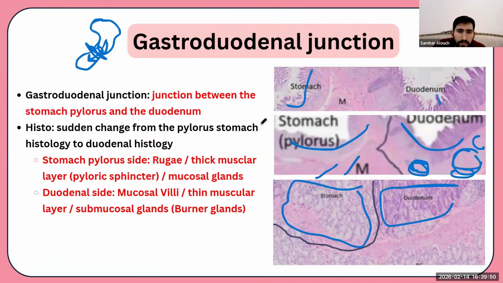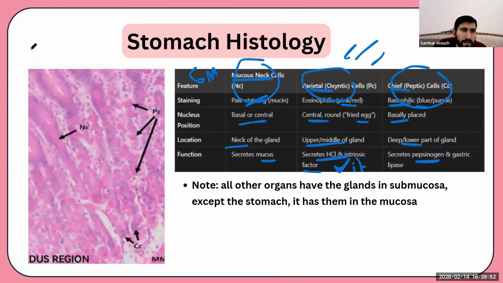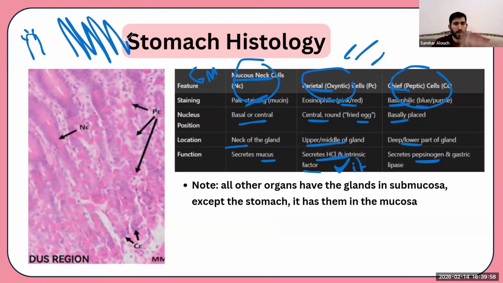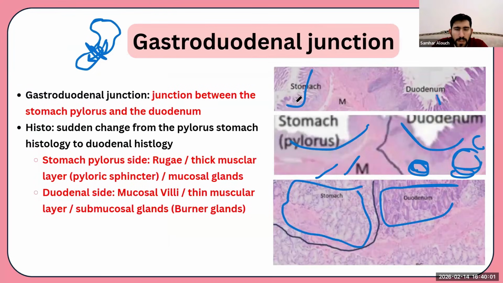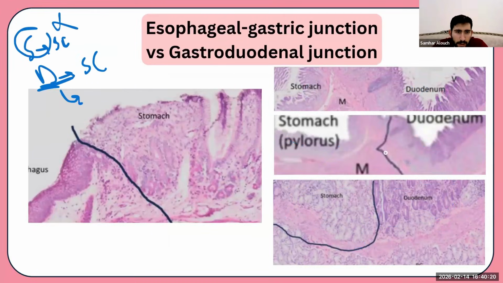So, how to explain this? The stomach has simple columnar epithelium and rugae. However, the duodenum has villi. Villi are like this, projections, very, very strong projections. So once you see a change from simple columnar and rugae to villi, that's the gastro-duodenal junction. Also, if you see these things, which are the Brunner's glands, the submucosal glands, that's the duodenum. That's the sudden change. Once I explain the duodenum, it will be more clear.